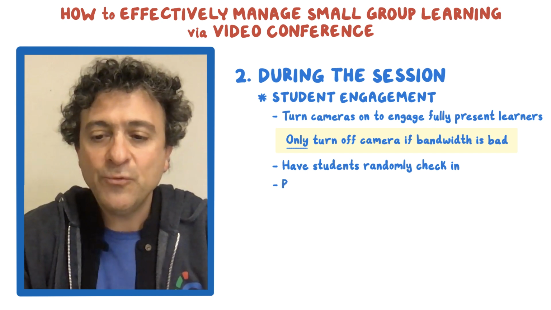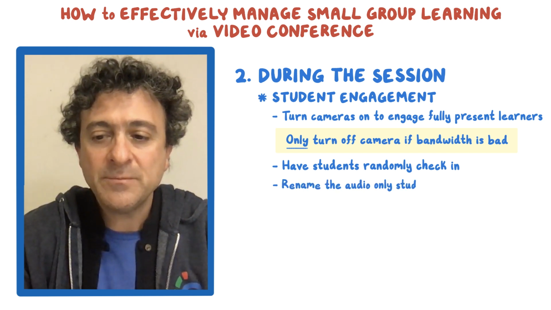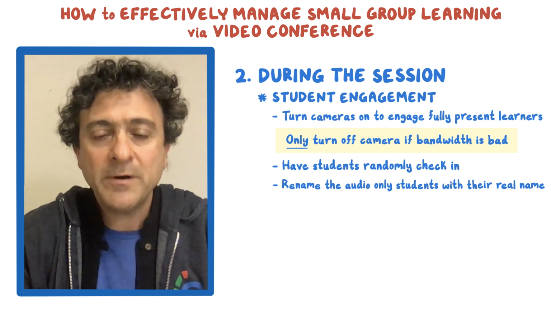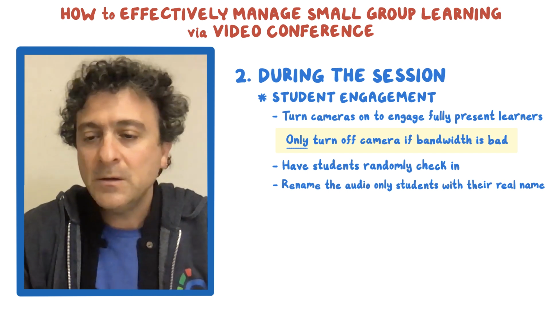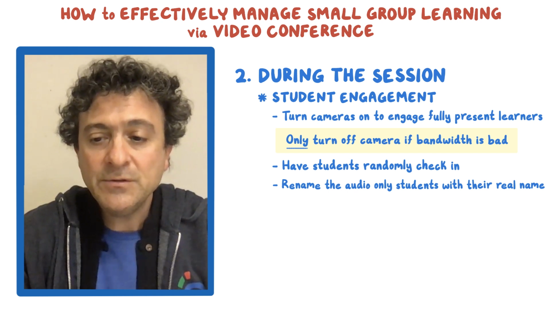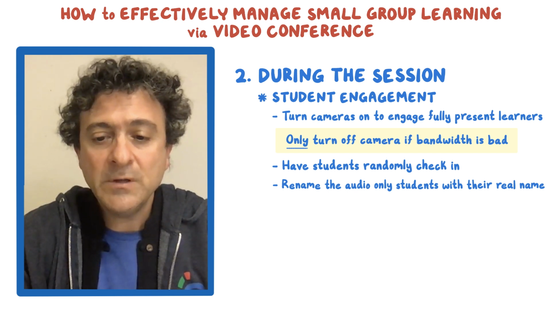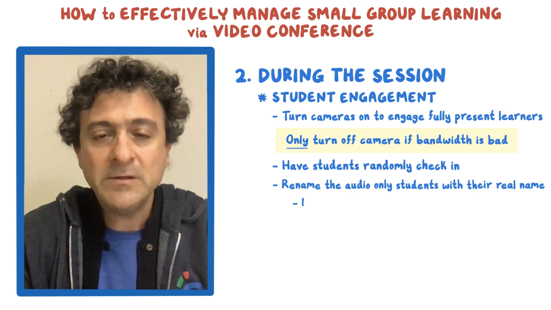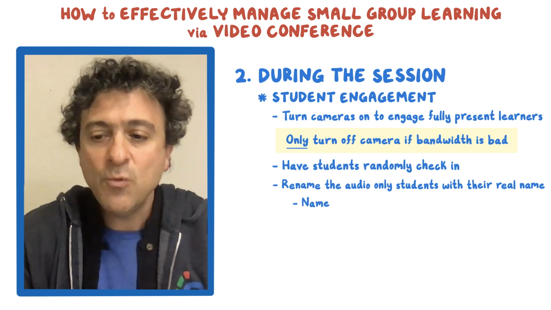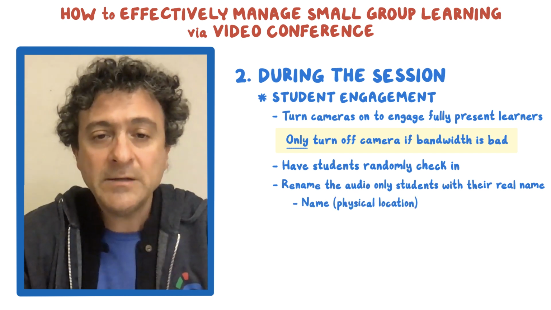Another tip would be to rename the audio-only participants' phone numbers with their actual human names, so that way video participants know who's on the phone. You might even consider inviting the students to rename themselves. So in their participant name, they can not only name themselves, but put in parentheses where they're physically located during the session.